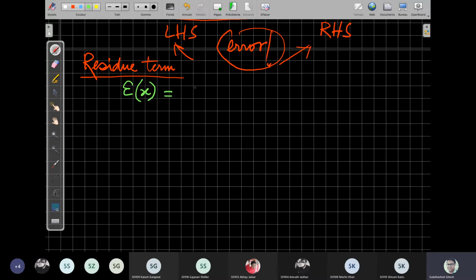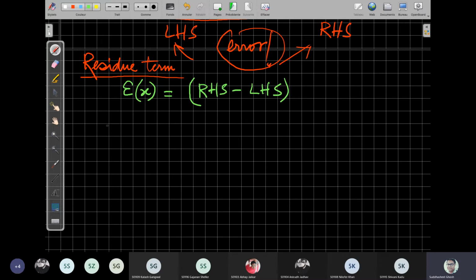This residue term is nothing but RHS minus LHS, the whole squared. Not just the square, RHS minus LHS is the residue term. Now what you have to do is compute the square of the residue term.